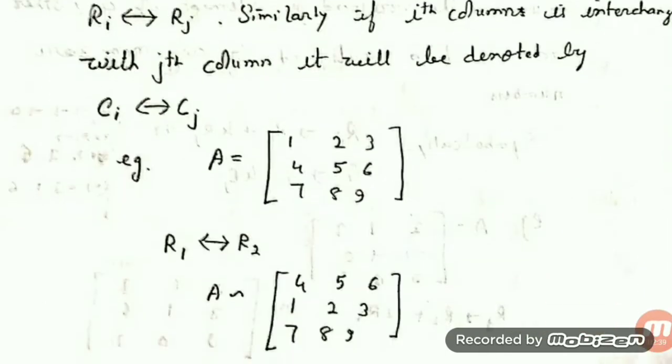Just an example. I am taking here A, any matrix. Suppose its first row is 1, 2, 3, the second row is 4, 5, 6, and the third row is 7, 8, 9. Let us apply the transformation R1 interchange with R2. That is, R1 takes the position of R2, and R2 takes the position of R1. The first row takes the position of the second row, and the second row takes the position of the first row. In this case the third row remains as it is.